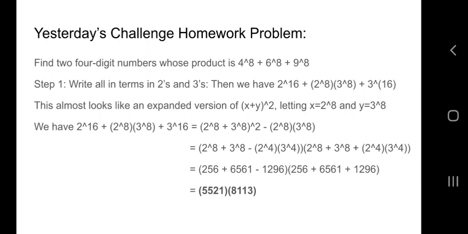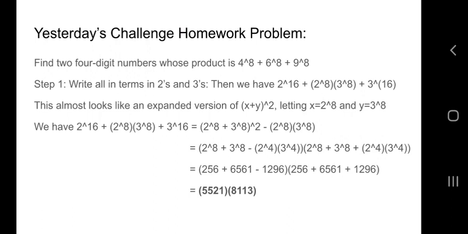So if we do that, we get (2 to the 8th plus 3 to the 8th minus 2 to the 4th times 3 to the 4th) times (2 to the 8th plus 3 to the 8th plus 2 to the 4th times 3 to the 4th). And then at this point, we're just going to compute these numbers because they're small enough that we can probably compute this out in not too long of time. So 2 to the 8th power is 256. 3 to the 8th power, I didn't have that one memorized, so I had to compute that: 6561. And then 2 to the 4th times 3 to the 4th, that is 1296.